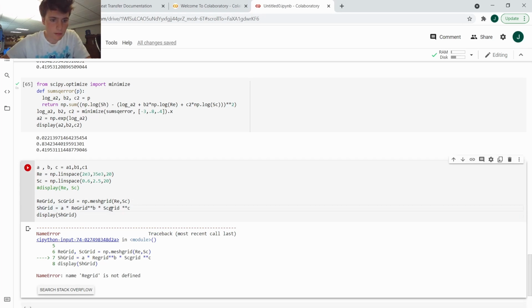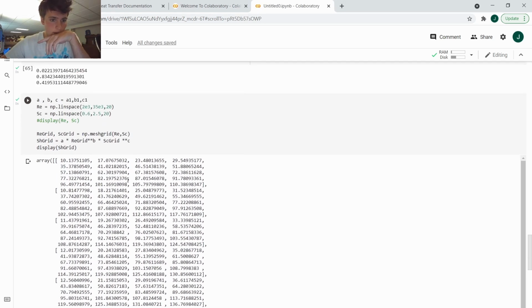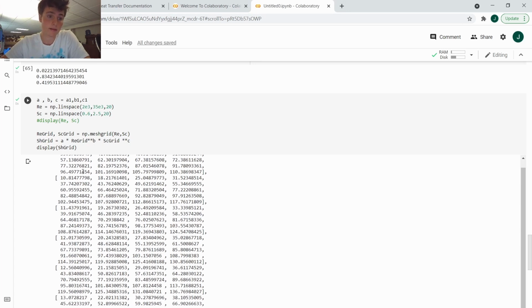Capitalized, because that's how I defined it. And there we go. So this first list is for a Schmidt number of 0.6. It's varying the Reynolds number from 2,000 to 35,000, 20 points, and these are the corresponding Sherwood numbers. And then the second list is the same thing, but we're holding the Schmidt number constant at 0.7 and varying the Reynolds number. So it's giving us just lines parallel to the Reynolds number axis.